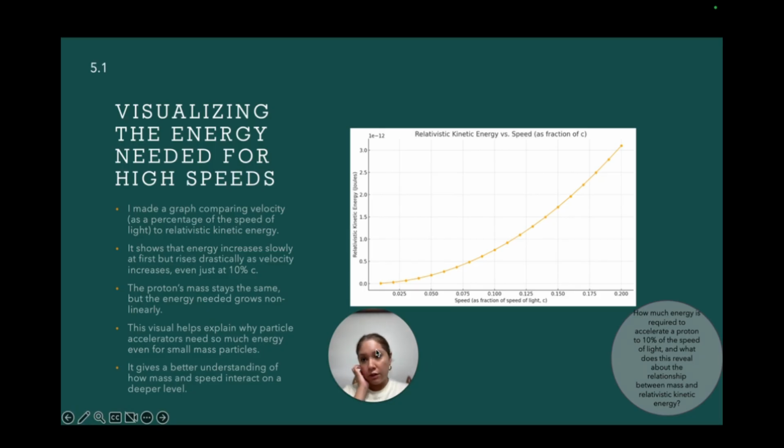Visualizing the energy needed for high speeds. So I made a graph comparing velocity as a percentage of the speed of light to relativistic kinetic energy. It shows that energy increases slowly at first but rises drastically as velocity increases, even just at 10% c. The proton's mass stays the same, but the energy needed grows non-linearly. This visual helps explain why particle accelerators need so much energy even for small mass particles, and it gives a better understanding of how mass and speed interact on a deeper level.